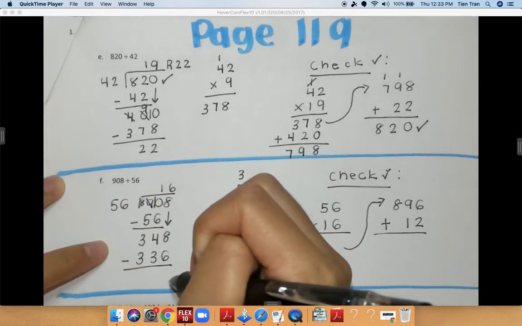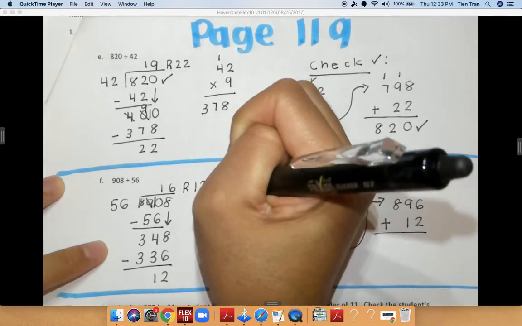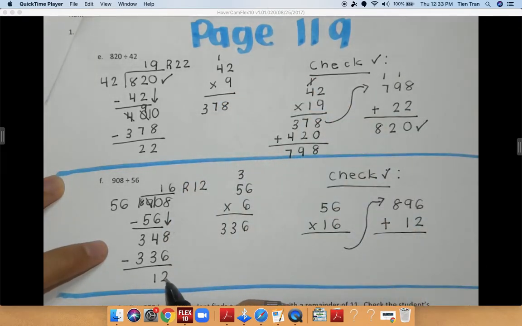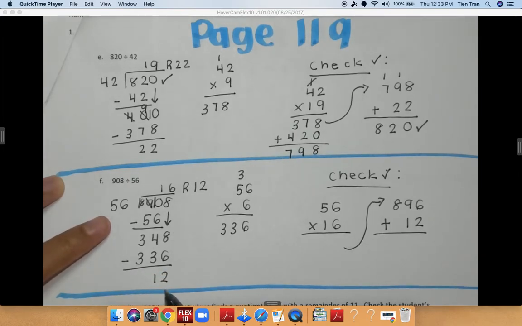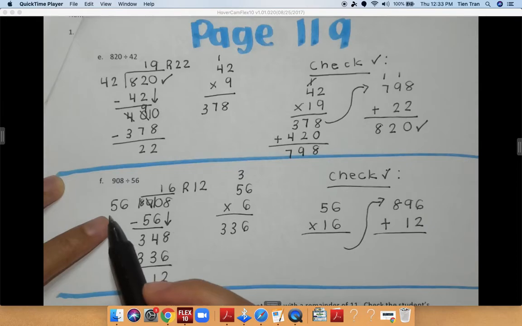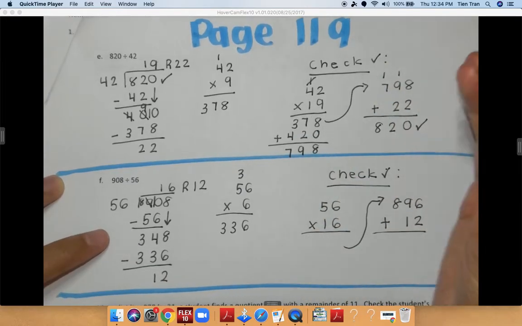88 minus 6 is equal to 2. 4 minus 3 is 1. My remainder is equal to 12. Remember I said before that if you have a remainder that is higher than your divisor, then your answer is wrong. In this case, my remainder is less than 56, so that means my answer is correct.